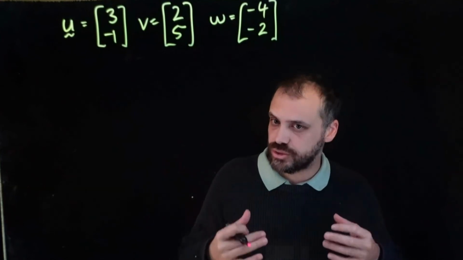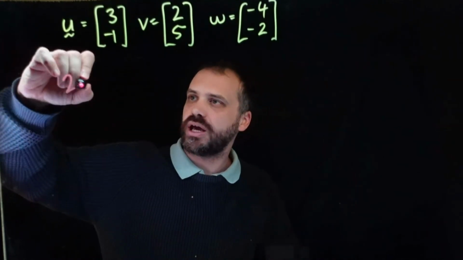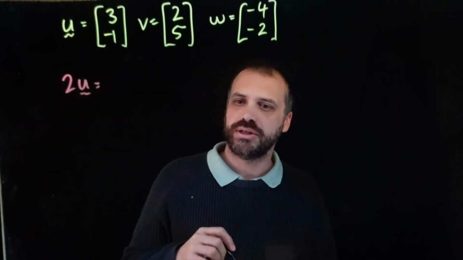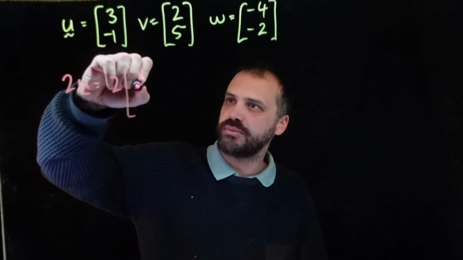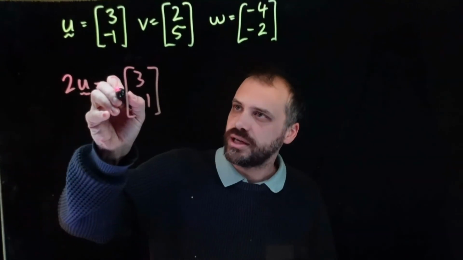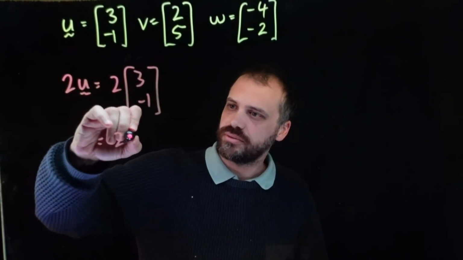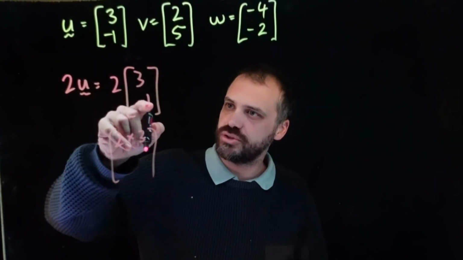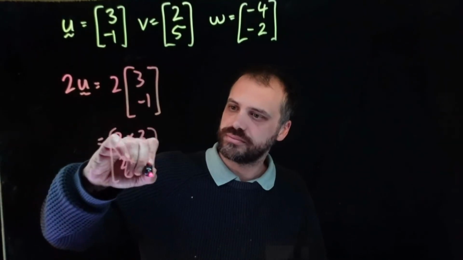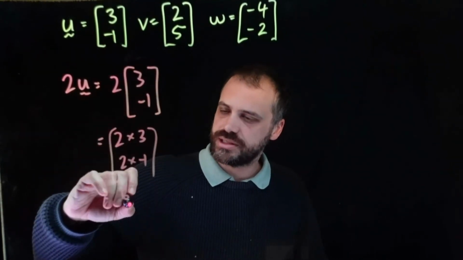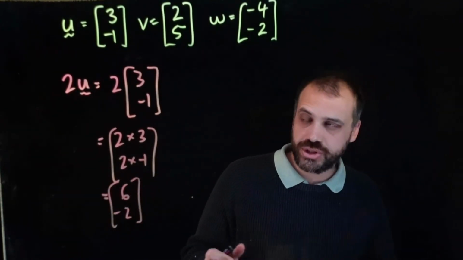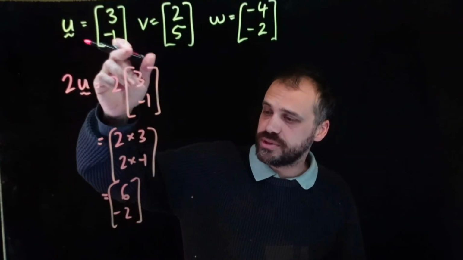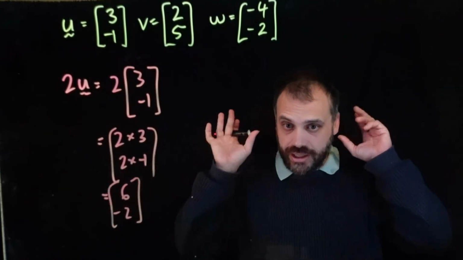Alright, so let's do a really quick one. And I'm not even going to draw a picture. 2 times vector u. Super simple. 2 times 3, -1. It's 2 times 3, and it's also 2 times -1. So 6, -2. Okay, no drawing a picture, but we've doubled the length of this, we've doubled the length of this, which doubles the whole vector.